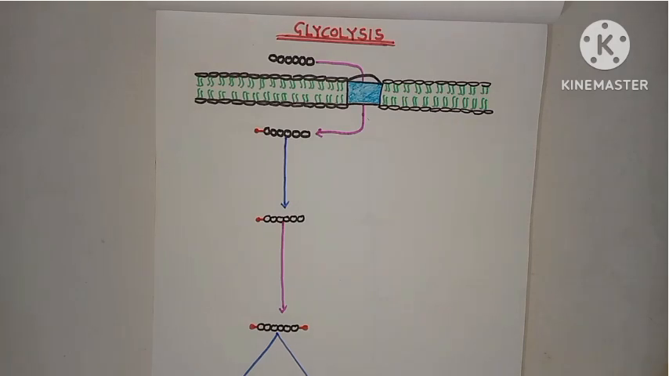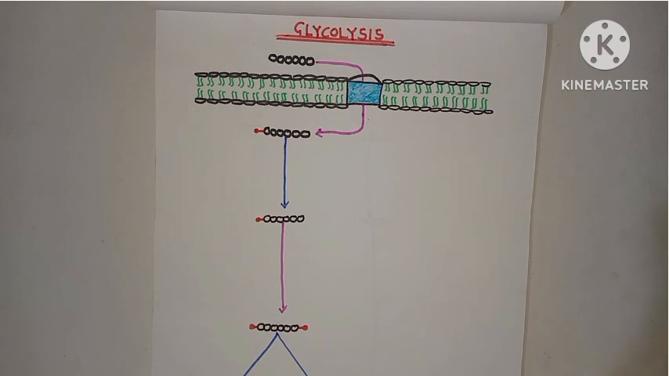In today's video, we're going to talk about glycolysis. When we talk of glycolysis, it's a central metabolic pathway that breaks down glucose into pyruvate, producing energy in the form of ATP and reducing power in the form of NADH.